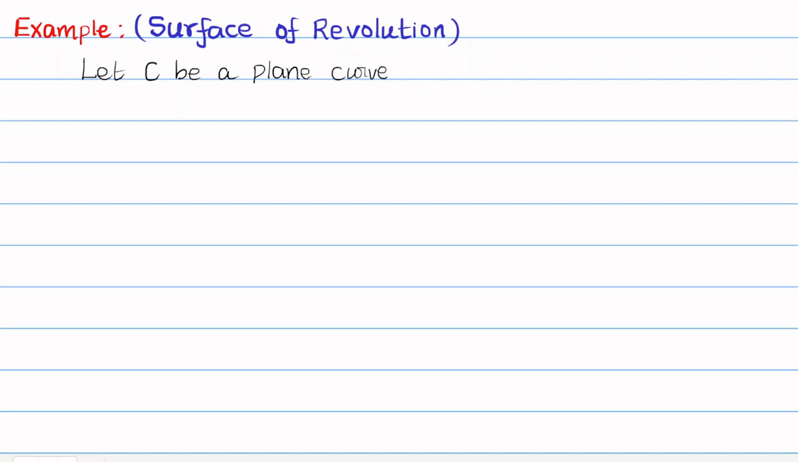which lies in R2, which lies above the x1 axis. ஓகே, இது வந்து என்னது? It is a plane curve.